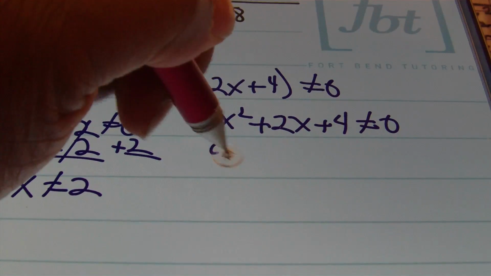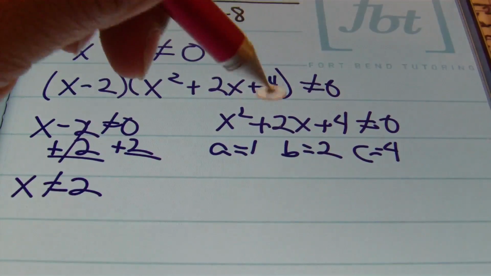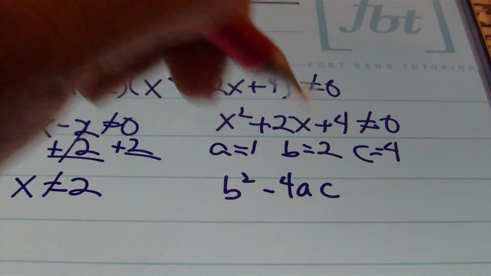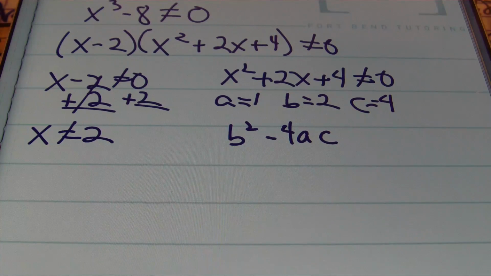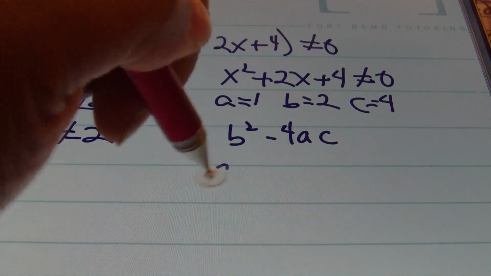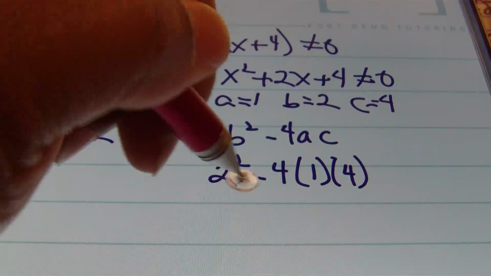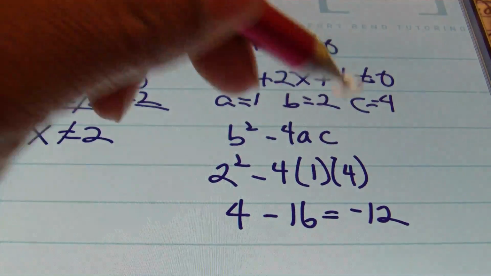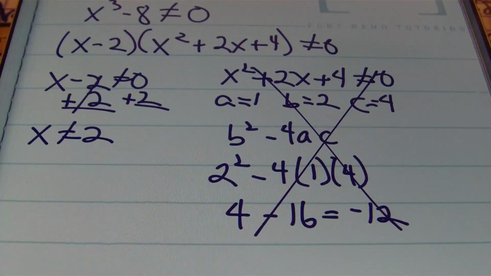If the a value is 1, the b value is 2, and the c value is 4, my discriminant is b squared minus 4ac. This will tell me whether or not I'll have a real solution, so I can ignore it if it isn't. Plugging these values in, I'll have 2 squared minus 4 times 1 times 4. That gives 4 minus 16, so negative 12. This means it's not a real number, not a real solution that I need to be concerned with.